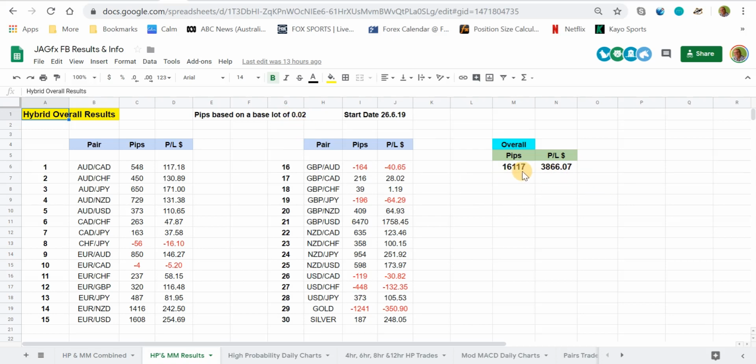It says how many pips I've made so far, positive. That's a misleading number, so don't get too concerned about it. More the dollars, we're doing all right, 3,866 just on a small amount, so it's going all right.